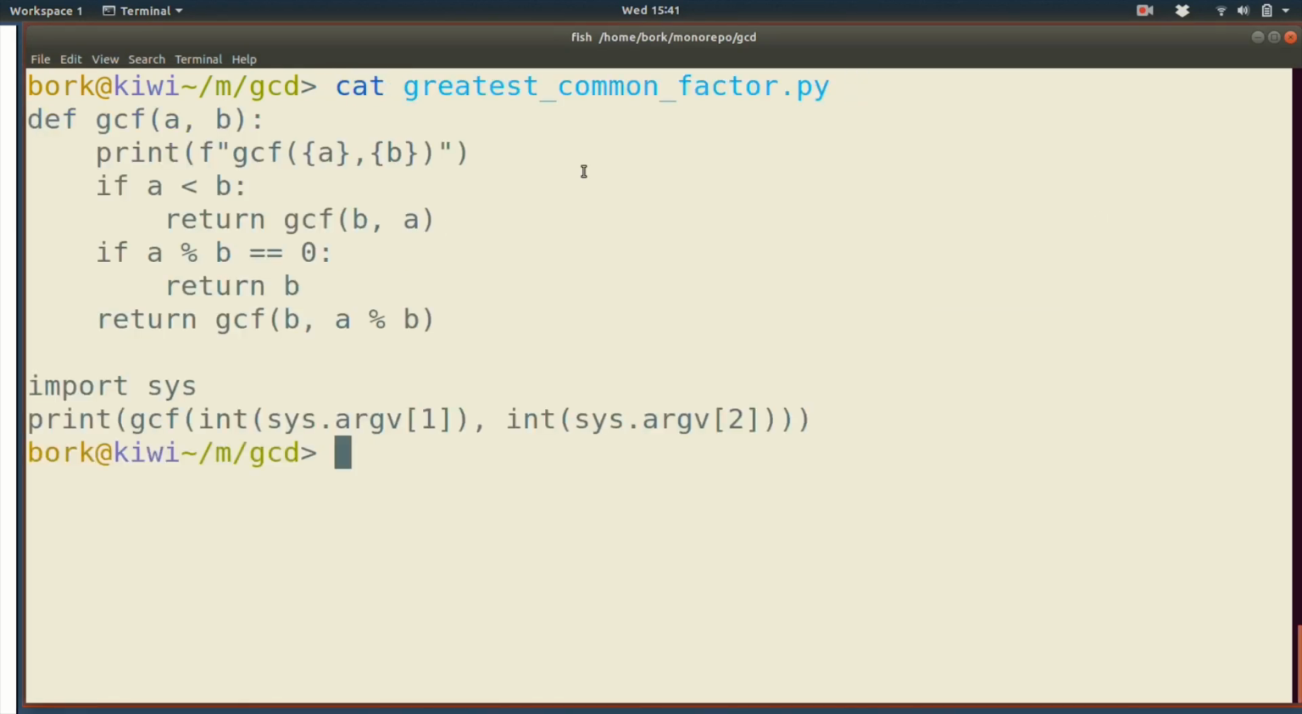So I wrote this program called greatestcommonfactor.py, and it takes just 2 command line arguments that get passed to this function, GCF.